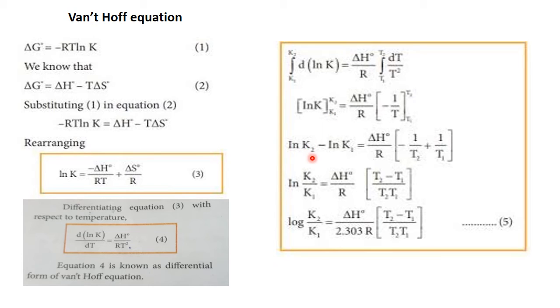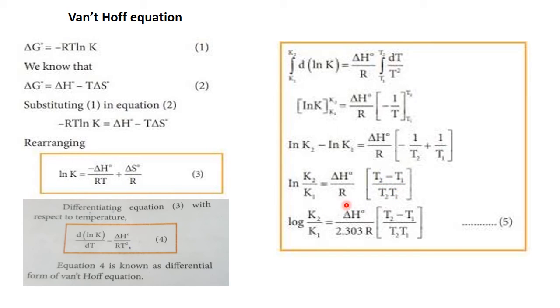So ln K2 minus ln K1 is equal to delta H0 by R into minus 1 by T2 plus 1 by T1. We have to rearrange this in division form. So ln K2 by K1 is equal to delta H0 by R into, by taking the LCM and changing the negative sign, T2 minus T1 divided by T1 T2.